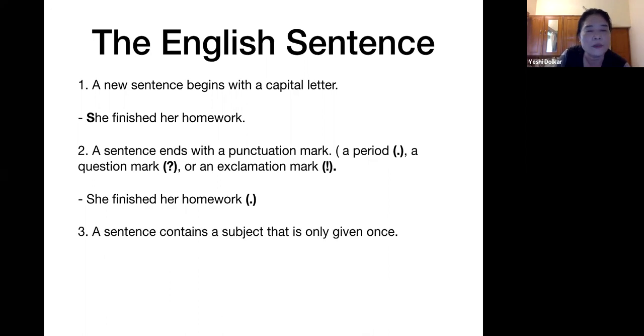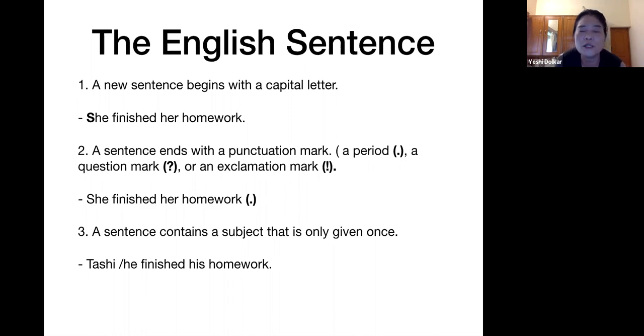Now the third important thing is that a sentence contains a subject, and a sentence, of course, contains a verb. You know all those 5 basic sentence patterns. You see that it always begins with a subject and it is followed by a verb. But the subject is only written once. You don't write it more than once. Look at this: Dashi finished his homework.